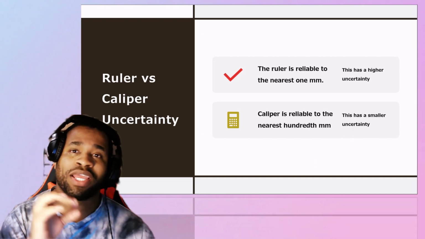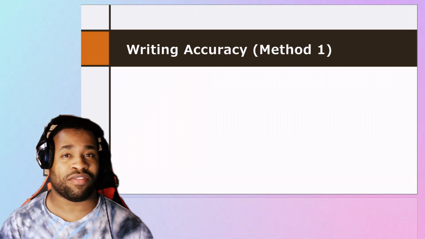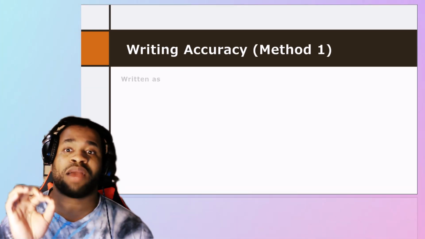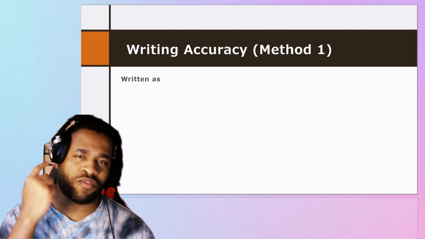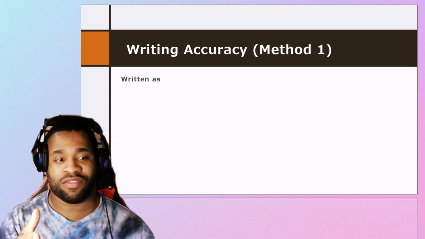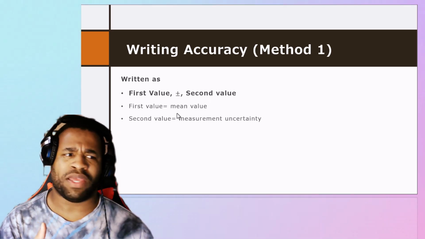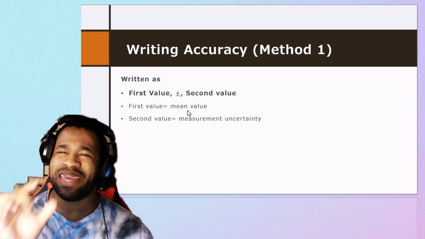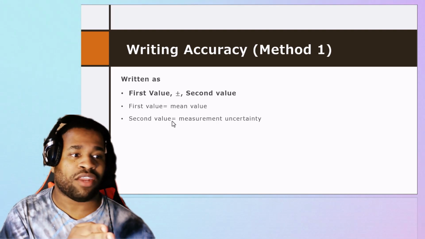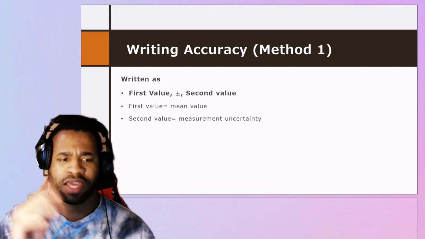Looking at the next part, which is how to write accuracy, the first method can be written as follows. First you have the first value, followed by a plus or minus symbol, and then the second value. What does this mean? The first value is the mean value, pretty much the middle number, and the second value is the measurement of the uncertainty. Now, let's take an example.